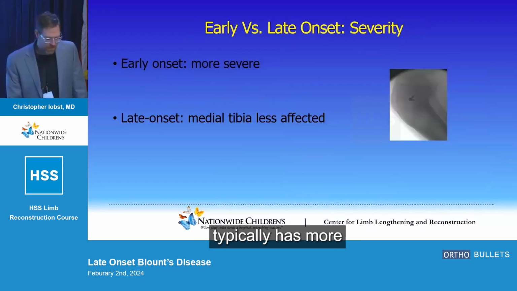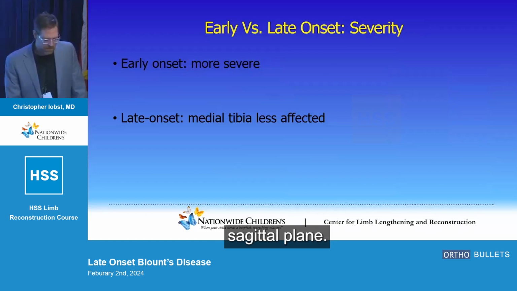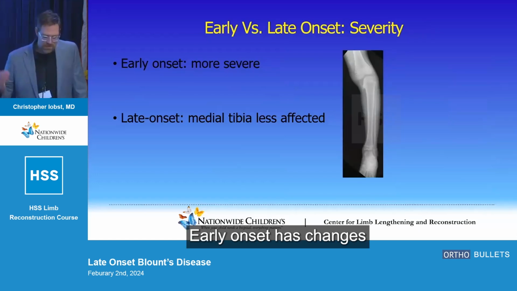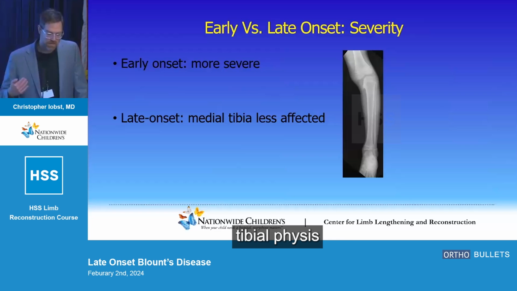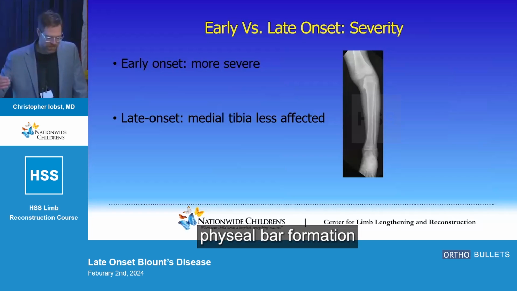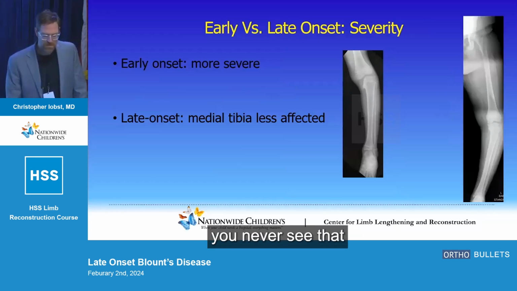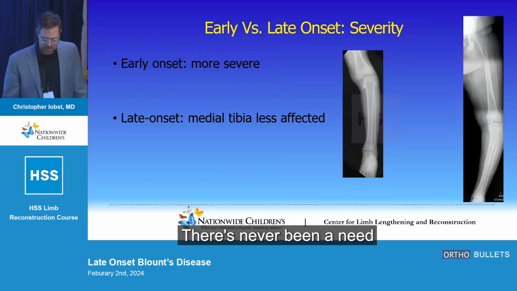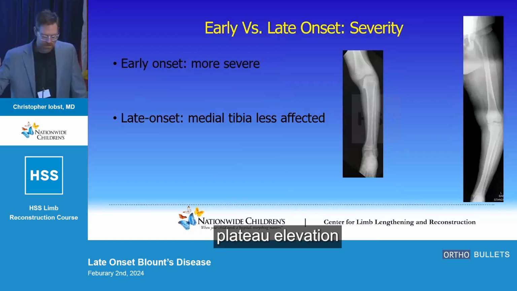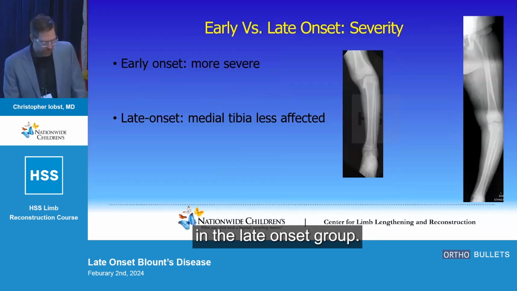Early onset typically has more severe deformity, especially in the sagittal plane. Early onset has changes to the medial proximal tibial physis. So there's this downsloping, there can be physeal bar formation. And you never see that in the late onset Blount disease patients. There's never been a need for a hemiplateau elevation in the late onset group.